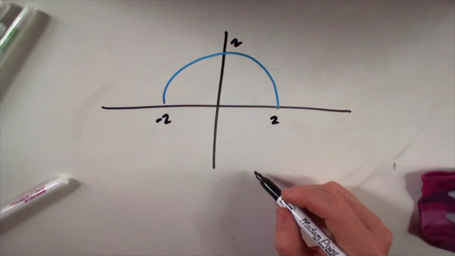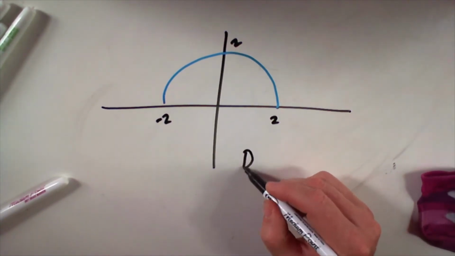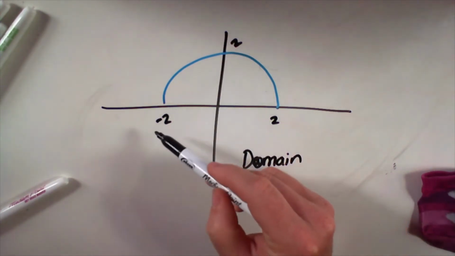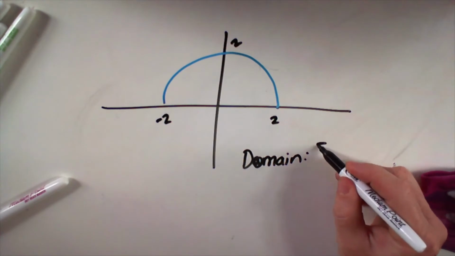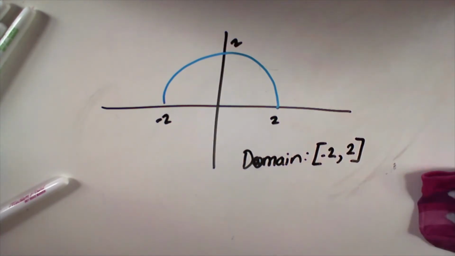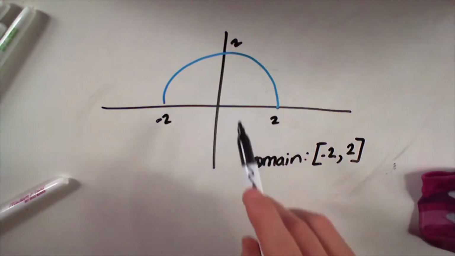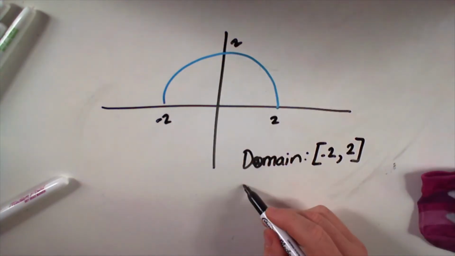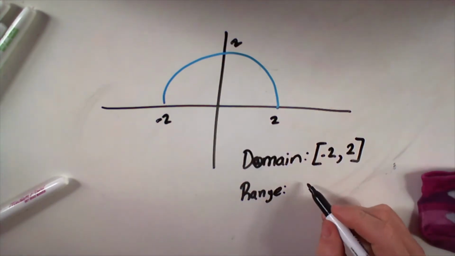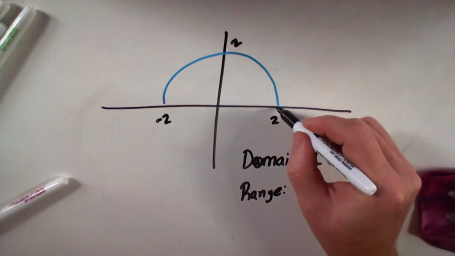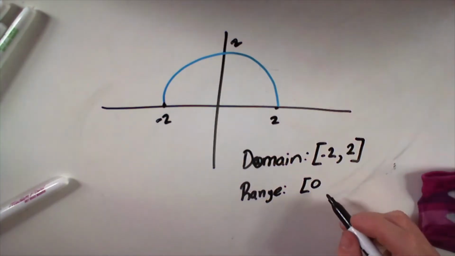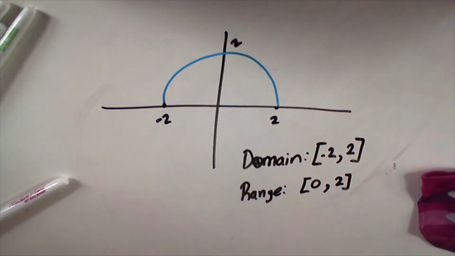So here our domain will be limited from -2 to +2. Our range will be from 0, which is here or there, up to +2.